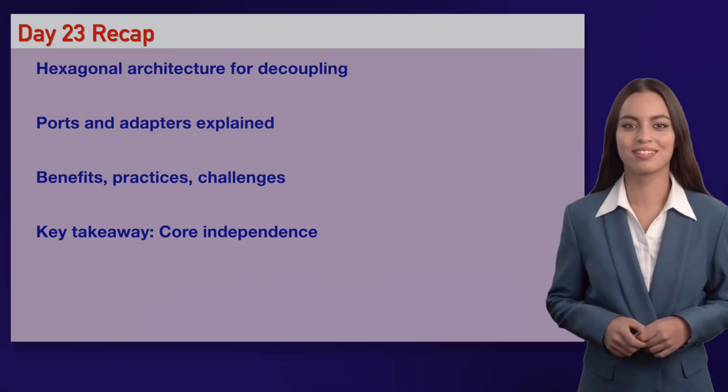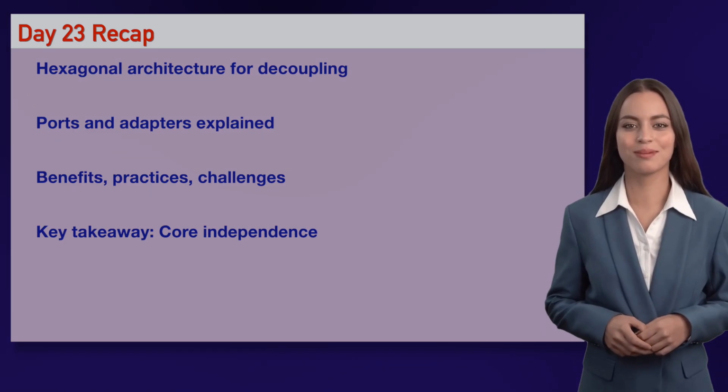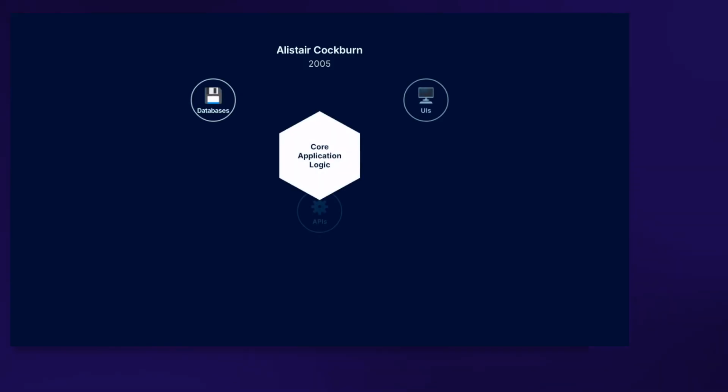We're diving deep into hexagonal architecture, also known as ports and adapters, a pattern that structures applications to keep core domain logic insulated from external concerns. This powerful design pattern was introduced by Alistair Cockburn in his 2005 article Hexagonal Architecture, Context-Independent Application Architecture, and it effectively decouples the core application logic from external dependencies like databases, UIs, or APIs through well-defined interfaces.